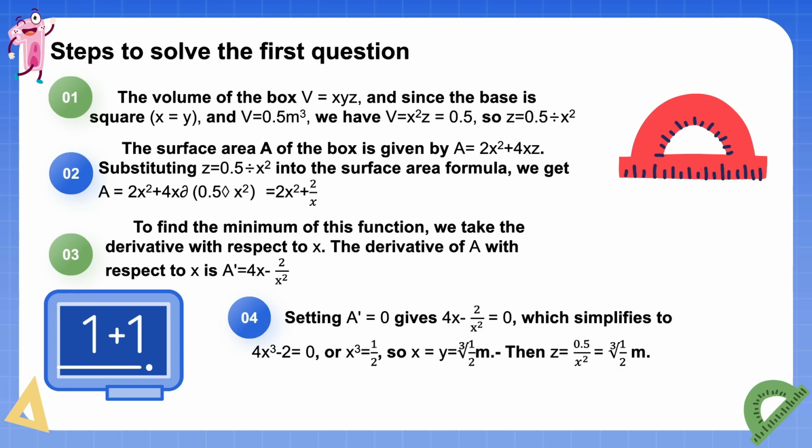Finally, substituting x squared back into the equation for z, we calculate that z is equal to 0.5 over x squared, which is equal to the cubic root of half m.